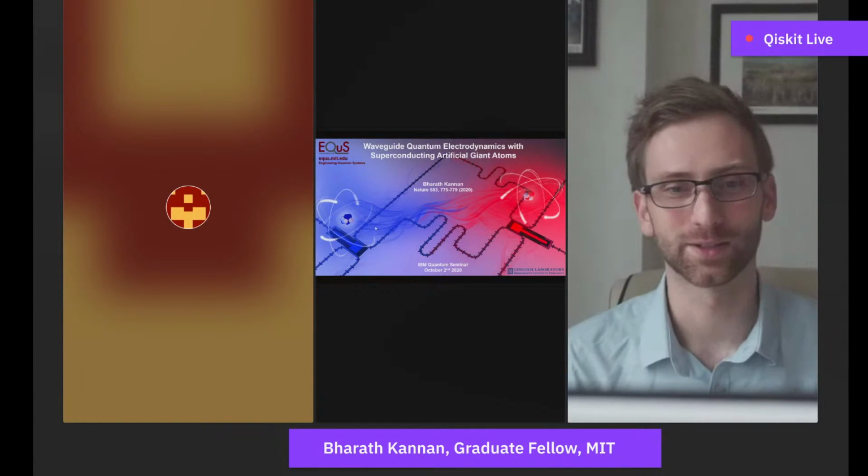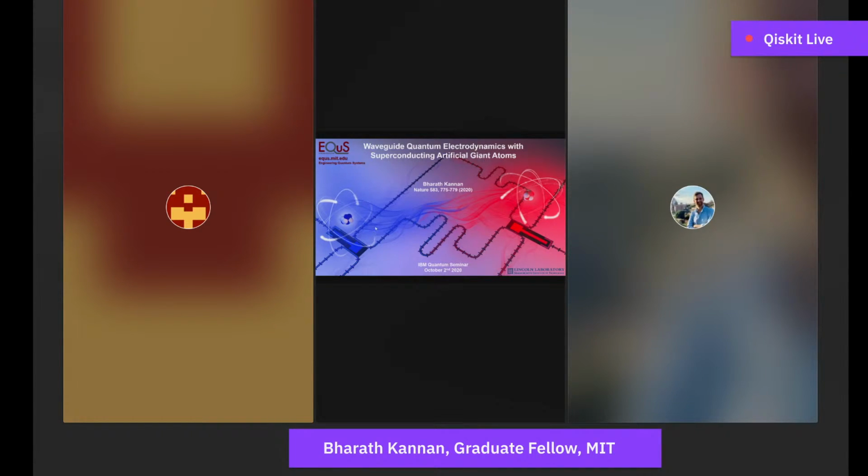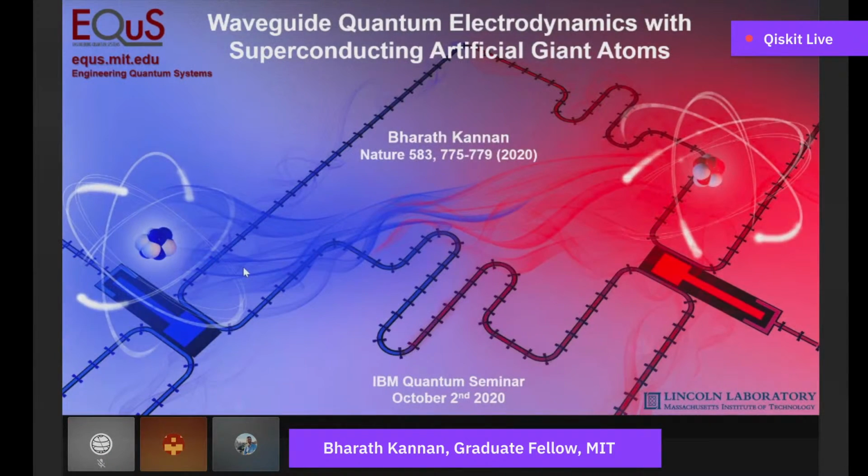Bharath received his bachelor's in physics from Rutgers University in 2016. Bharath is currently a graduate student in the Engineering Quantum Systems Group with Will Oliver and Simon Gustavsson at MIT, where his research focuses on microwave quantum optics and waveguide quantum electrodynamics with superconducting circuits. Bharath is also a recipient of the NDSEG and the Jacobs Presidential Fellowship. So Bharath, I will turn it over to you and interrupt you with questions from the audience during the talk.